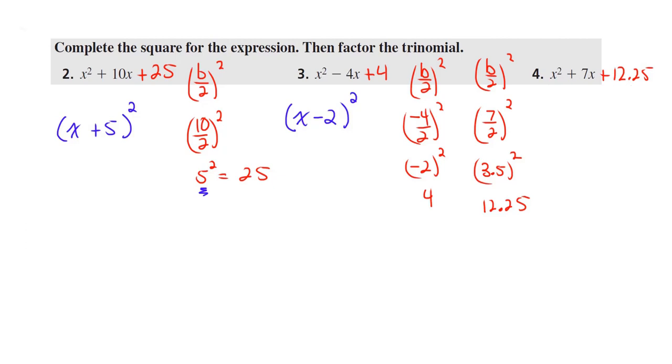This is our perfect square trinomial, and now we need to factor it. Everything's positive, so this is an a plus b squared. X squared comes from x, and 12.25 came from 3.5. So our factored answer is x plus 3.5 squared.